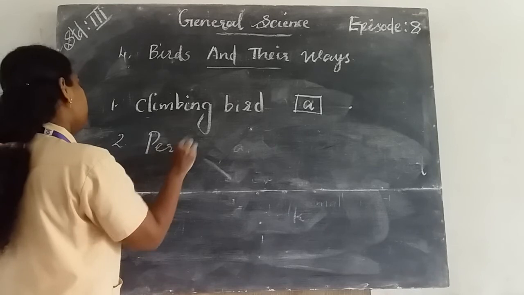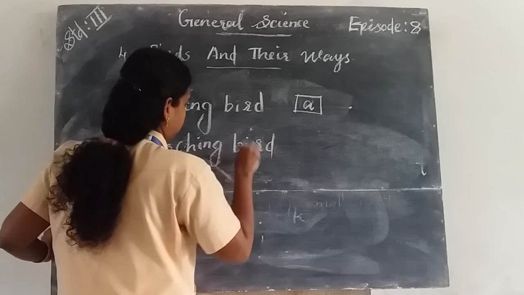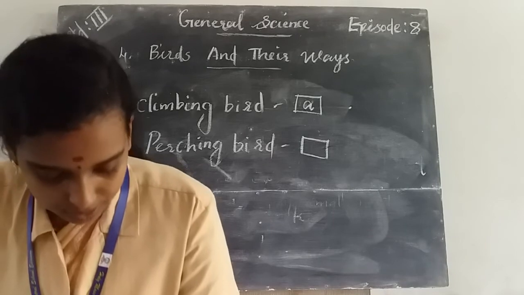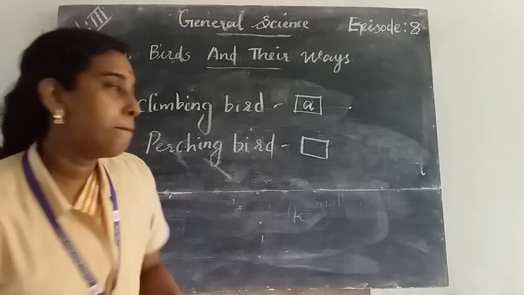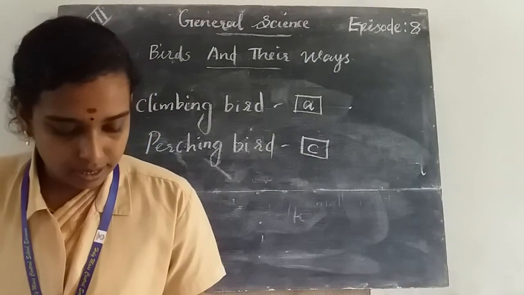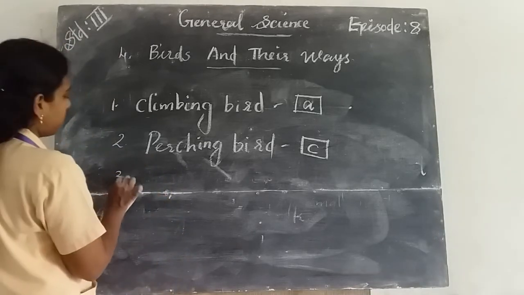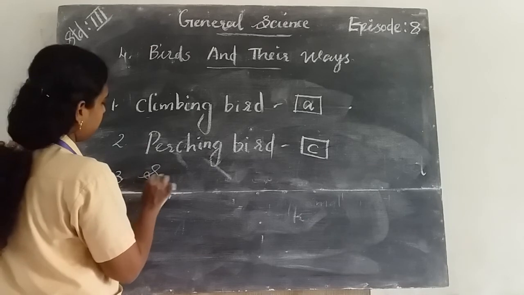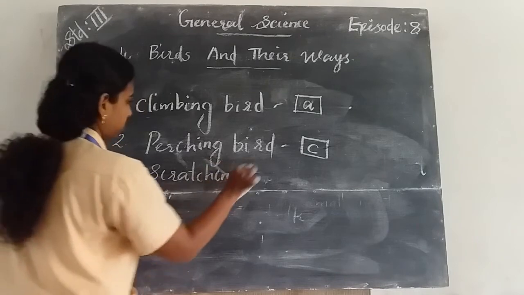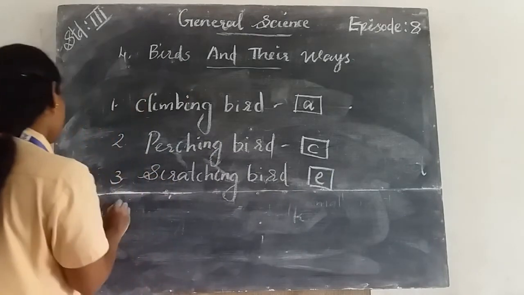Then next one is perching bird. Which of the following is a perching bird? Yes, option C. Crow is a perching bird. So write C in the box. Then scratching bird. Letter E shows hen. So write E in the box.